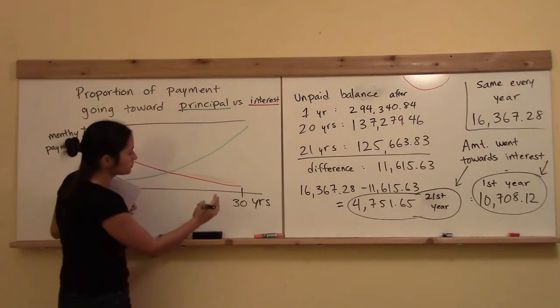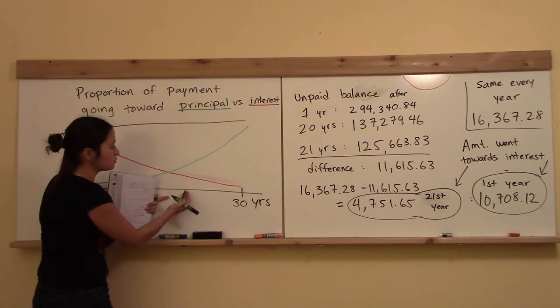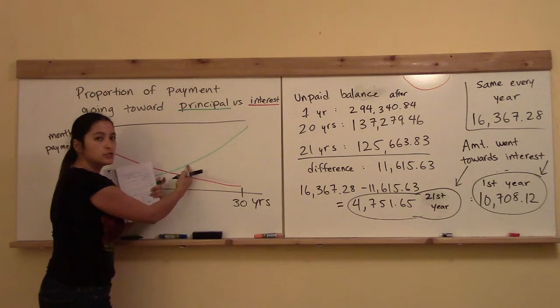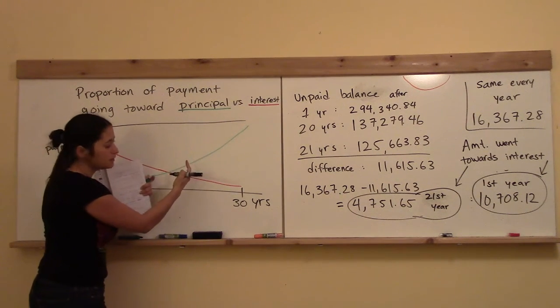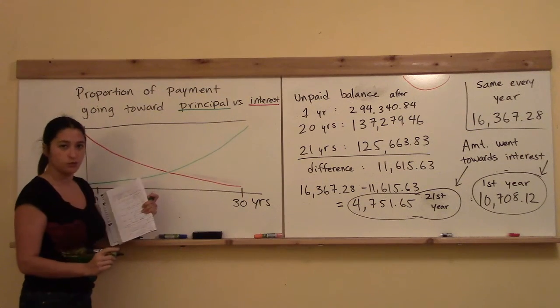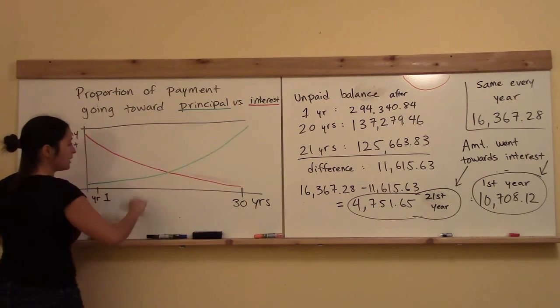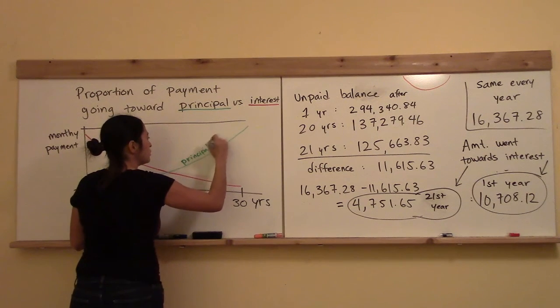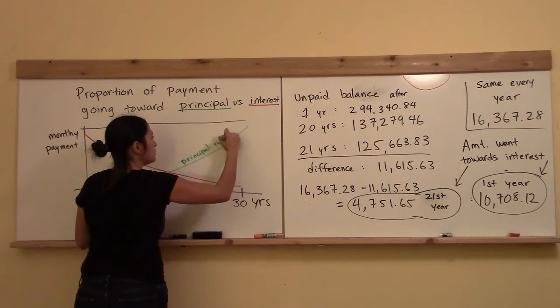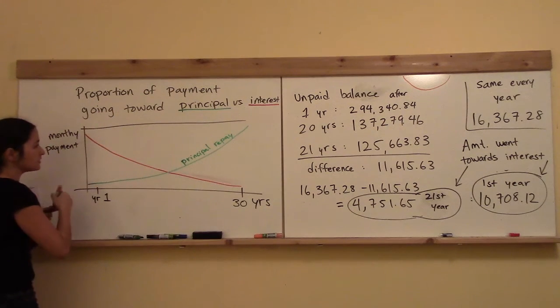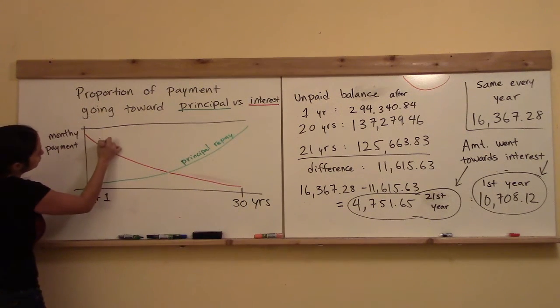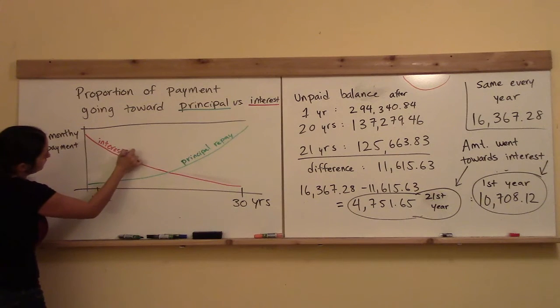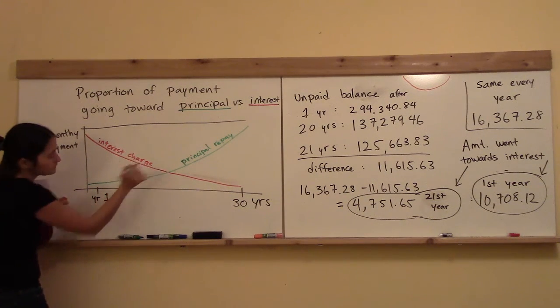Now once you get further along, like here we were in the 20th year or so, more of your money is going towards your principal repayment, less of your money is going towards your interest charge. That's what happens over time. Okay, so this is your good money that's going towards your principal repayment, and this is the bad money that's just going towards the interest charge.